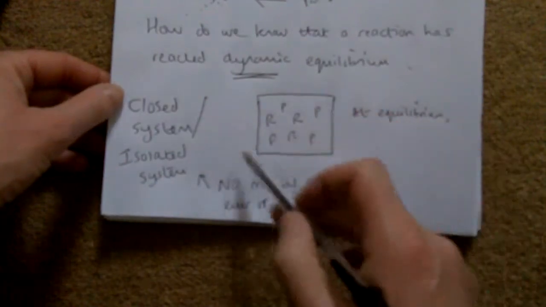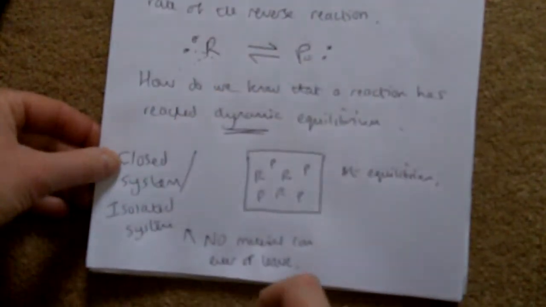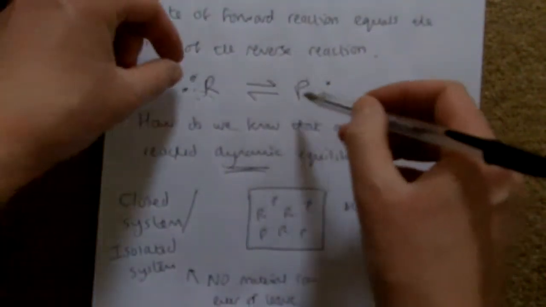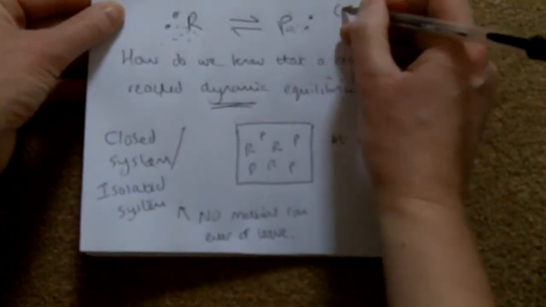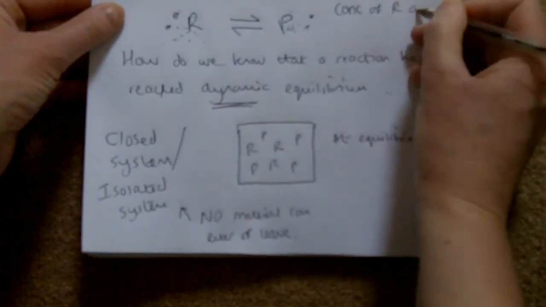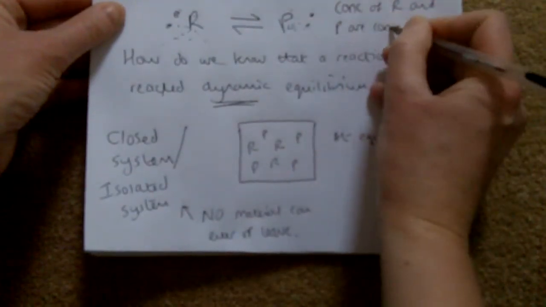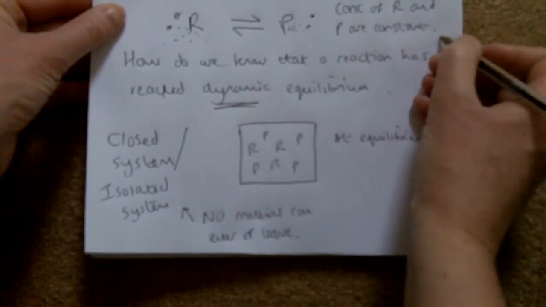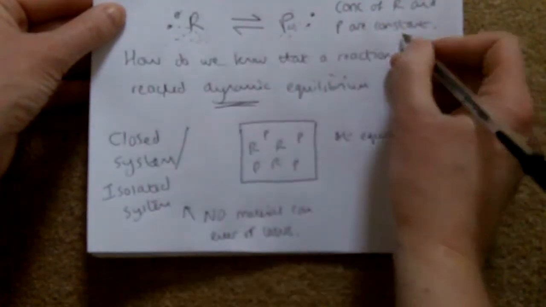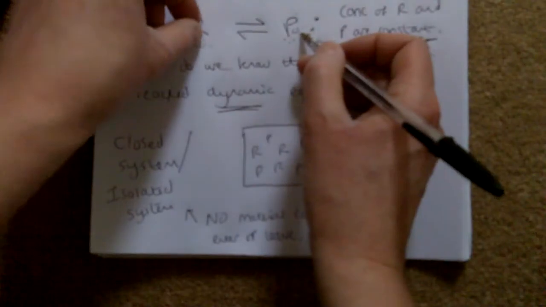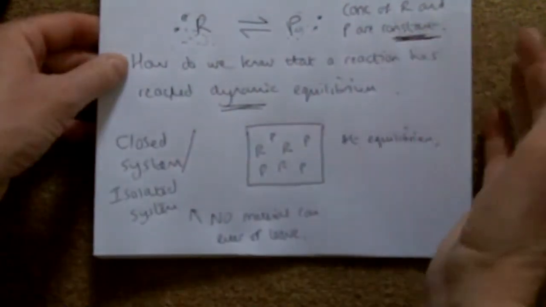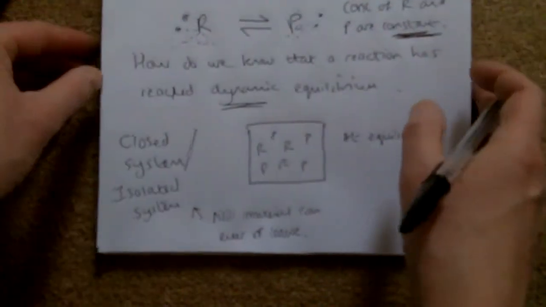Okay? How can we tell, how do we know that a reaction has reached dynamic equilibrium? Well, because the rate of the forward equals the rate of the reverse, and it's going at exactly the same rate, the concentration of the reactants and the products are constant. Don't say they are the same, because they are not the same as each other. Use the word constant. It looks like nothing is happening because the concentration of the reactants and the products are constant, but it is continually moving.